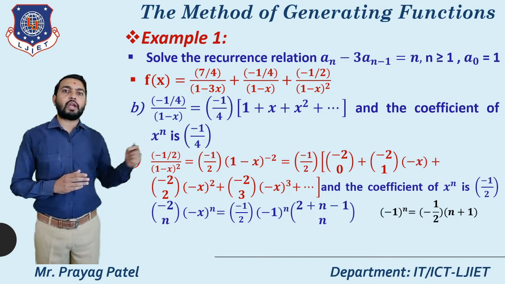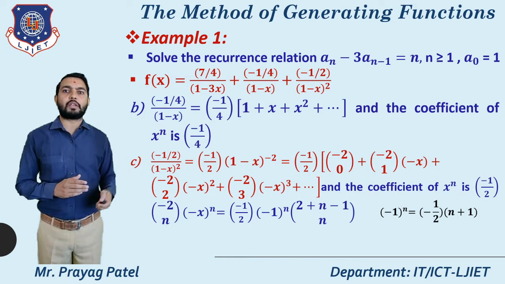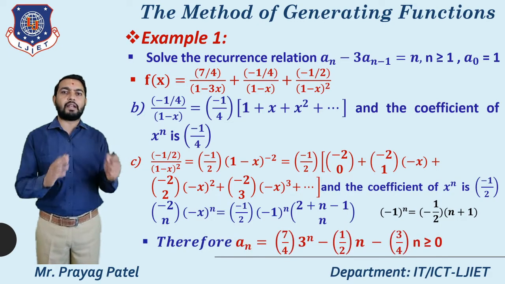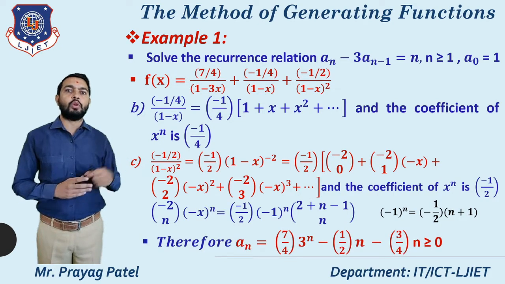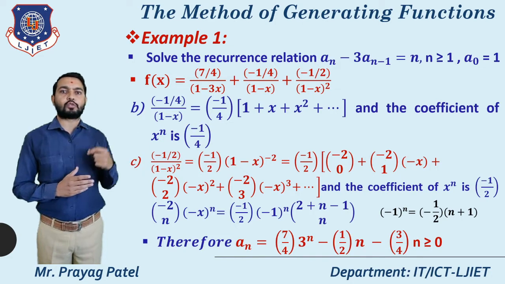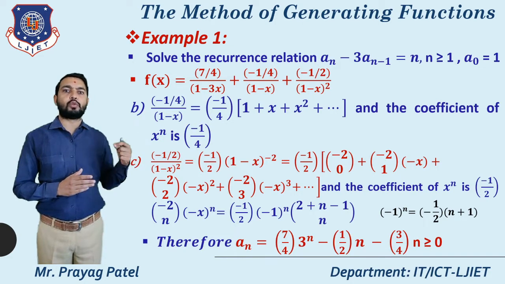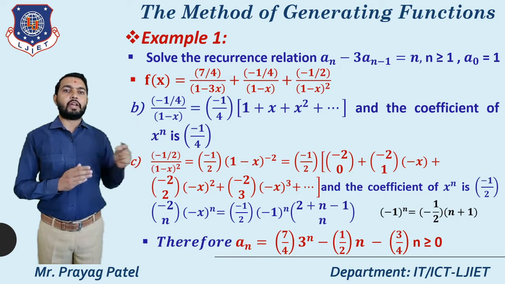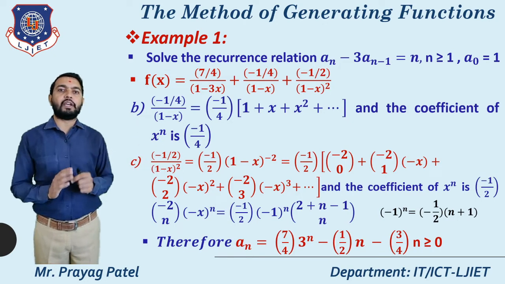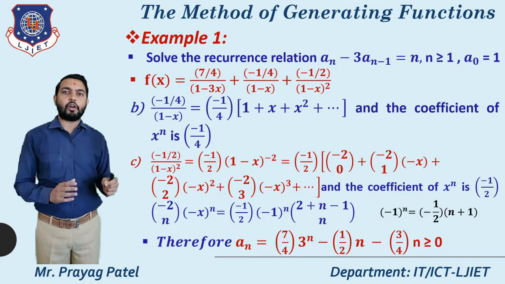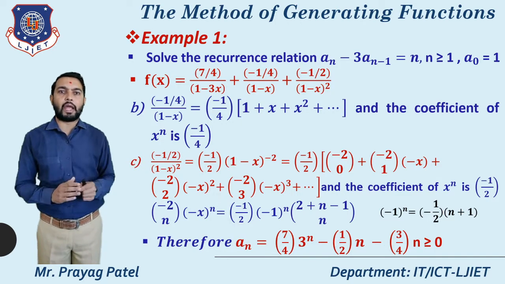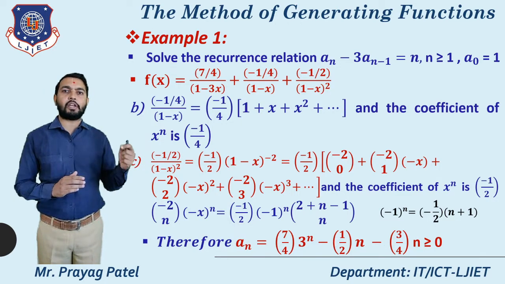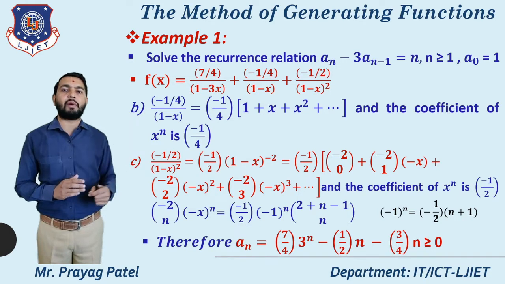Now here (minus 1)^n times that term gives minus 1 by 2 into (n plus 1). So according to this, our final answer a_n is equal to 7 by 4 times 3 to the n minus 1 by 2 into n minus 3 by 4, where the value of n is always greater than or equal to 0. So a_n is the final answer: 7 by 4 times 3 to the n minus 1 by 2 n minus 3 by 4.